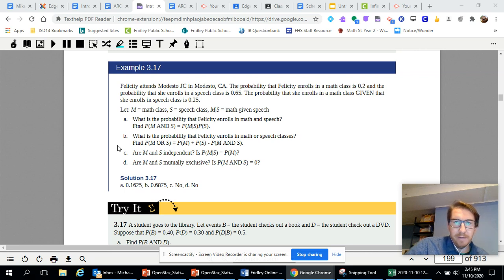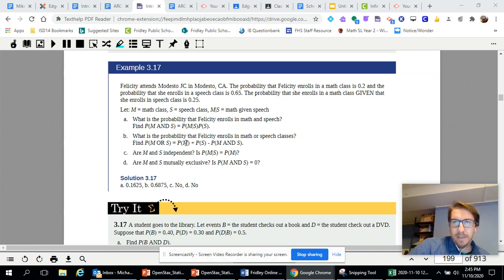What's the probability that Felicity enrolls in math or speech classes? That's going to be a pretty big number because it's either math or speech. So this is an or situation. It's the probability of all the math courses or this speech course, and then we subtract that middle part because we're double counting this middle area. If we think about those Venn diagrams, that middle region has all the double counting area, and so we subtract that because we don't want to count it twice.